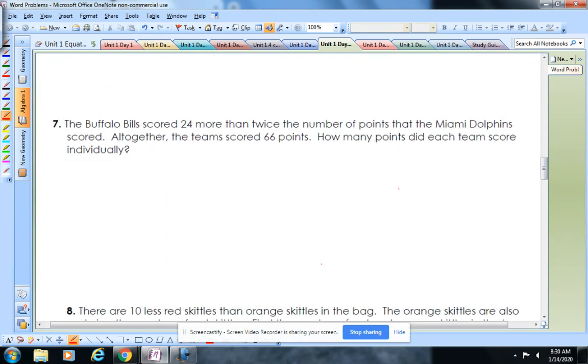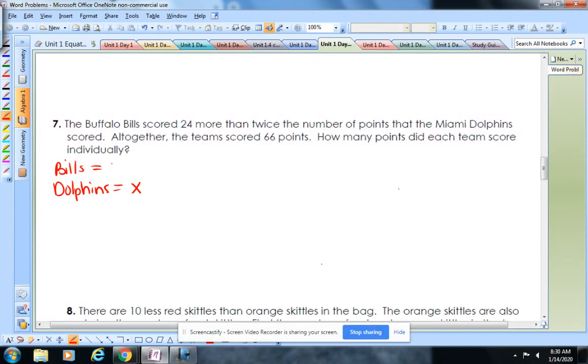The Buffalo Bills scored 24 more than twice the number of points that the Miami Dolphins scored. Okay. So we have got the Buffalo Bills. I'm just going to say Bills and the Dolphins. I cannot spell Dolphins. It's a PH. Okay. So let's set up some expressions. The Buffalo Bills scored 24 more than twice the number of points that the Dolphins scored. So which one am I calling x? The Dolphins. So what am I calling the Bills?